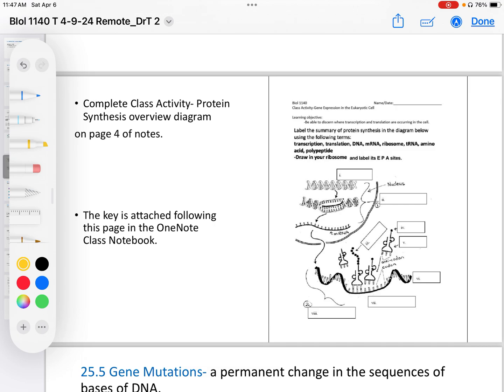So once you have that done, there's the key. There's a key that has been attached right beneath this activity in the remote lecture notes. So you can go ahead and check that out and see how you did. So in the next video, I'll be talking about gene mutation.